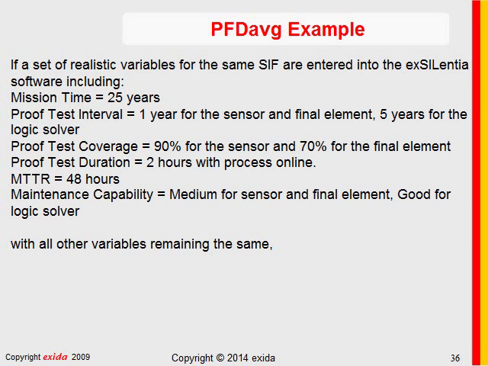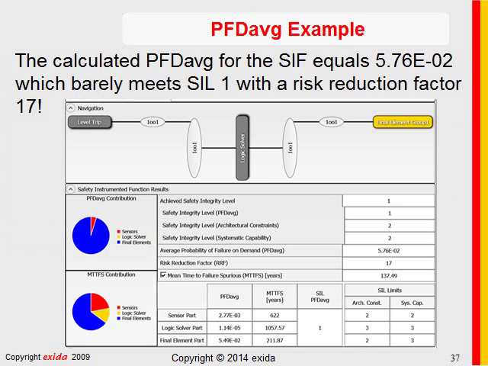Now, what's going to happen to this PFDavg? Got a guess? Remember, we were sitting at a risk reduction factor of 147. Now we've made the same exact design, but we're accounting for all 9 of our variables. Wow. Look at that. The calculated PFDavg for this safety instrumented function drops to a risk reduction factor of 17, which barely meets SIL 1.